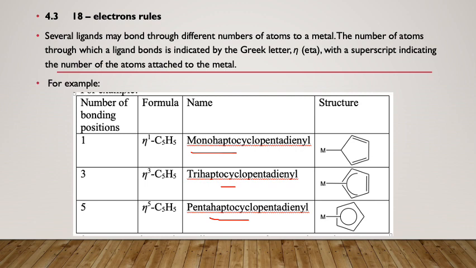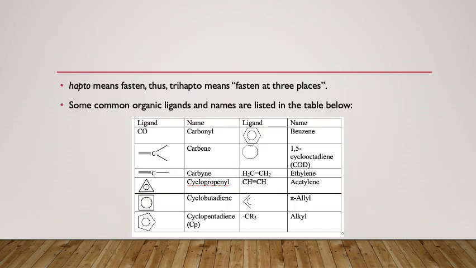You can see here there are different numbers attached to the eta, and it indicates the number of atoms attached to the metal. Hapto actually means fasten. Therefore, if you say it is trihapto, it is fastened at 3 places. The table below shows the common organic ligands with their names. Carbonyl is one of the commonly used ligands.